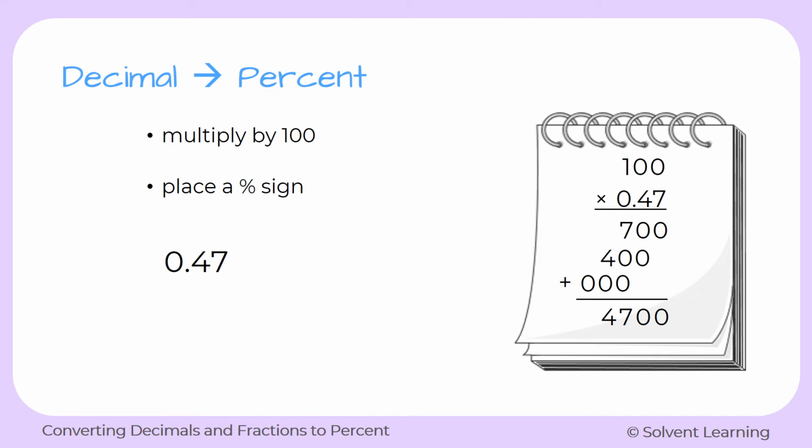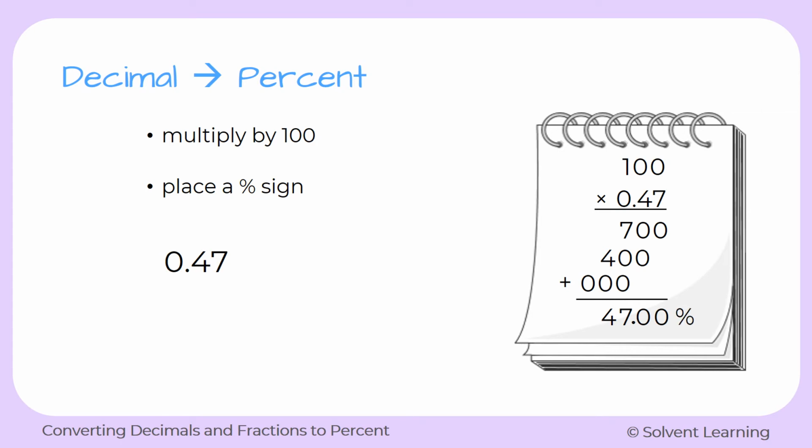Now we need to figure out where the decimal point goes in our answer. So we need to look at the digits that we started with and see how many digits are after a decimal point. Well, 100 doesn't have a decimal point at all, but in the 0.47, we have 2 digits after a decimal point. So altogether, we have 2 digits after a decimal point, so our answer needs to have the same. So if we place the decimal point right between that 7 and 0, we do have 2 digits after our decimal point, and then we just need to place our percent sign.